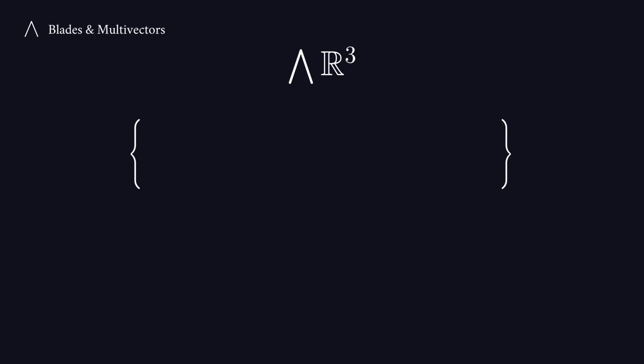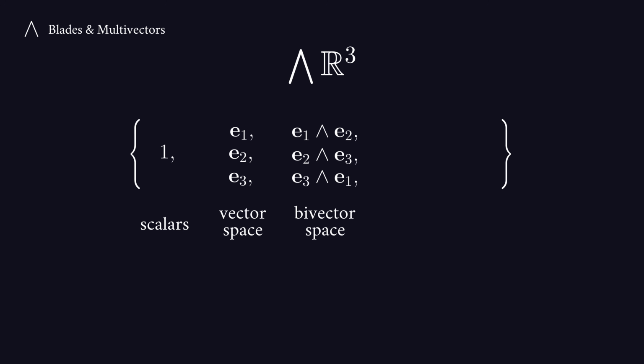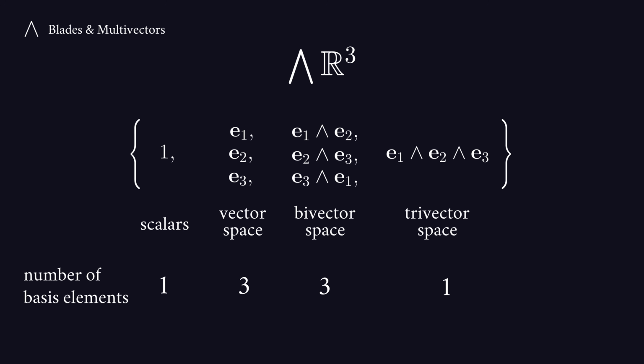Now, for example, the Grassmann algebra of the vector space R3 contains the following elements. We have scalars. We have the vector space with the basis E1, E2, and E3. We have a bivector space, like E1 wedge E2, and so on. And we even have a trivector space, where there's only one element, E1 wedge E2 wedge E3. If you count the number of elements for each grade, then we obtain 1 scalar, 3 vectors, 3 bivectors, and 1 trivector. And maybe this sequence rings a bell.